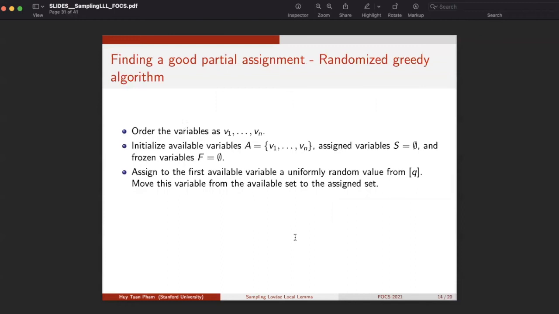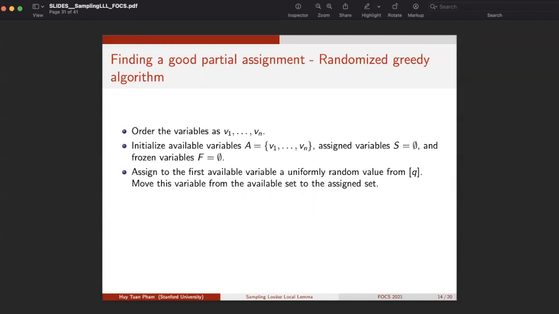So let's next discuss the first step in the algorithm, which is to find a good guiding partial assignment. And for this step, we will use a randomized greedy algorithm. These insights actually date back to Beck's work on algorithmic local lemma and are quite often used in the early works on algorithmic versions of the local lemma. So how does this algorithm work? We will order the variables arbitrarily, and then we will go through the variables one by one. Each time we encounter a new variable, we will assign to it a uniformly random value from its alphabet Q.